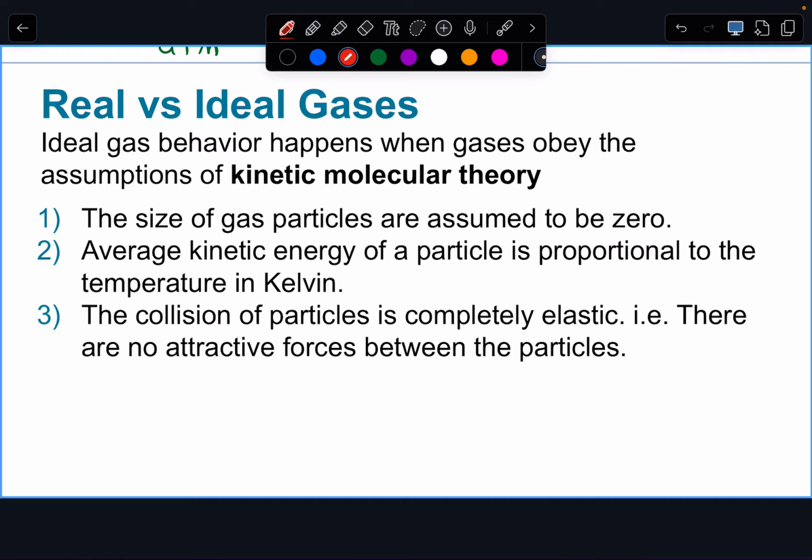So the first one, the size of the particles is assumed to be 0. That seems a little weird. We're basically saying the matter that makes up the hydrogen gas or the oxygen gas or whatever doesn't matter. It doesn't play into it. It's like that volume that it takes up doesn't exist, okay? Student: This is for real or ideal gases? Speaker: For ideal gases, yeah. So this is ideal gases.